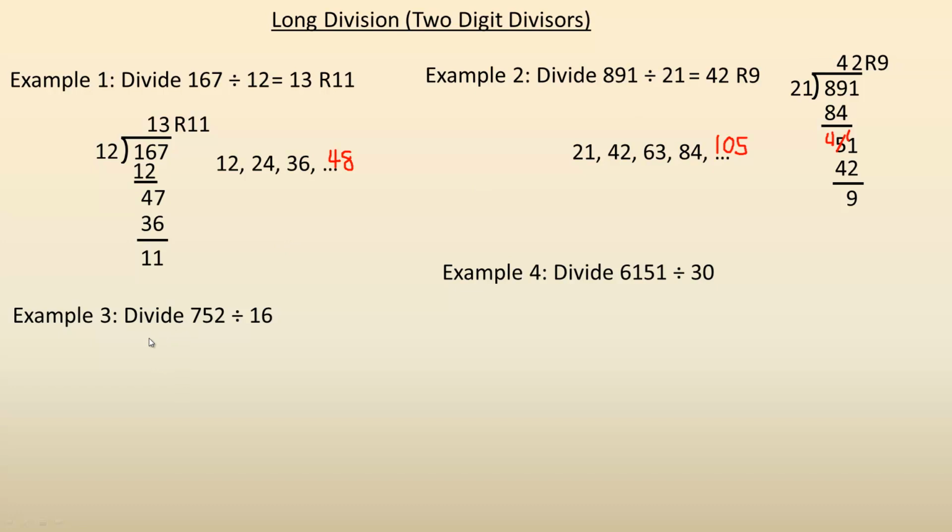On to the 3rd one here. We're dividing 752 by 16. So let's start by writing out the first few multiples of 16. 16, 32, 48, 64 is the 4th one.